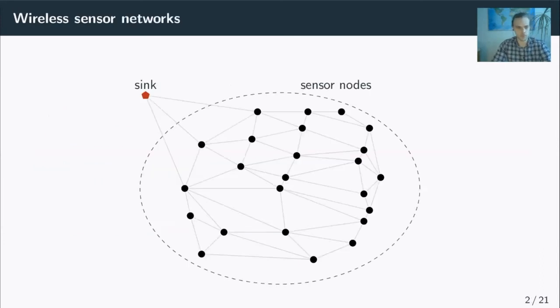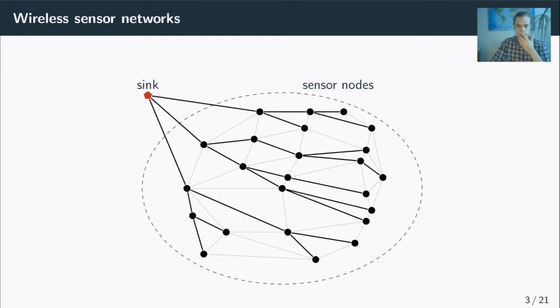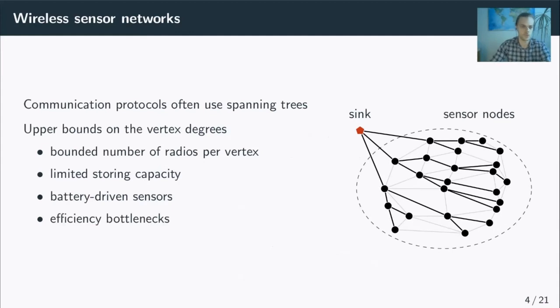To motivate this problem, let us look at wireless sensor networks. The goal here is to establish the communication between the sensors, between the sensor nodes, which might lie in some rural area. You want to find a low-cost way to connect the sensor nodes between each other and also to the sink where the data is collected. And this typically leads to a spanning tree connecting the sensor nodes. So communication protocols often use a spanning tree.